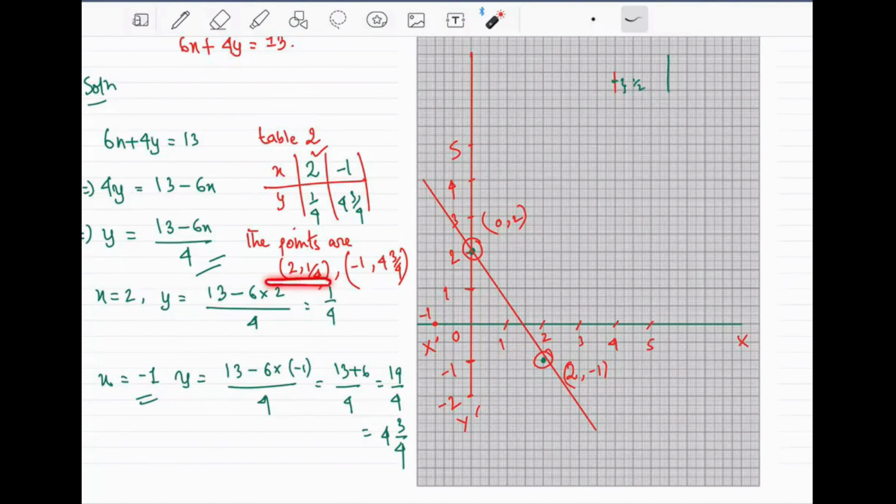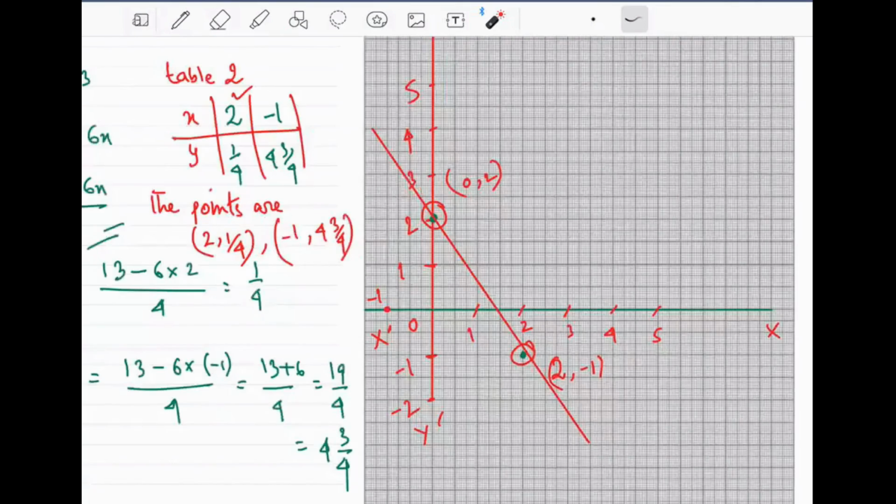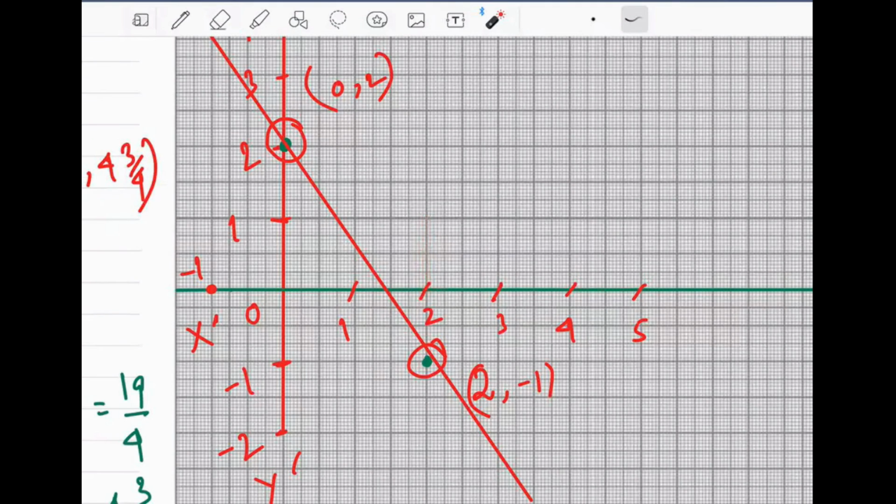So 2 comma 1 by 4, where will it be? In the x-axis, you go 2 points. And then 1 by 4 is where? 1 by 4 is here. Look, this is 1, right? So let me just draw it with writing for now.